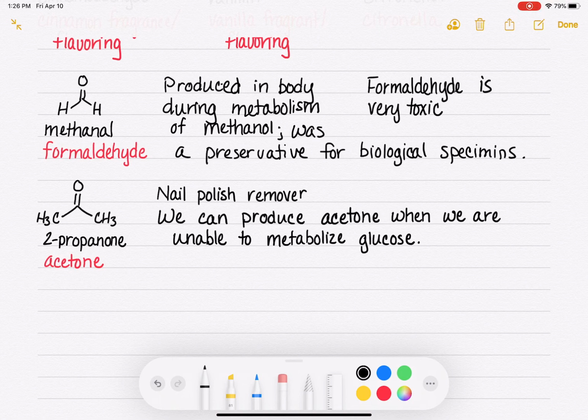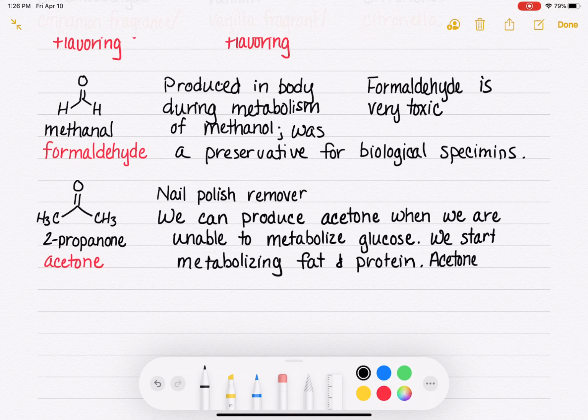That's where we get the majority of our energy, through the metabolism of glucose. So when our body needs energy and we're not able to metabolize glucose to get that energy, we start metabolizing other stuff. When we're unable to metabolize glucose, we are going to start metabolizing fats, and also protein. And one of the byproducts of fat and protein metabolism is acetone. Acetone is produced in this metabolism.